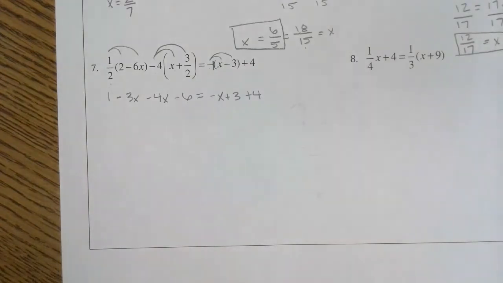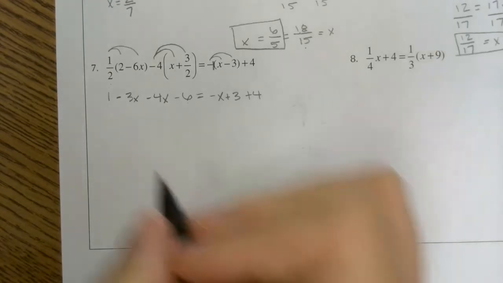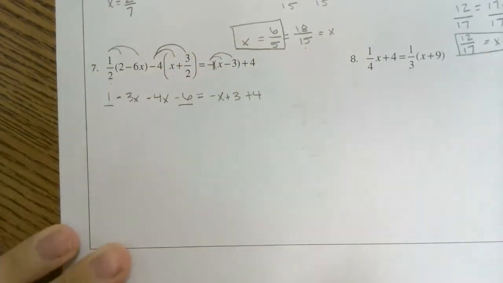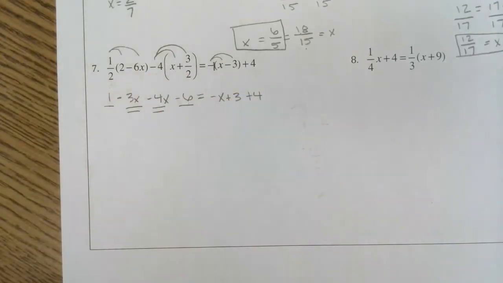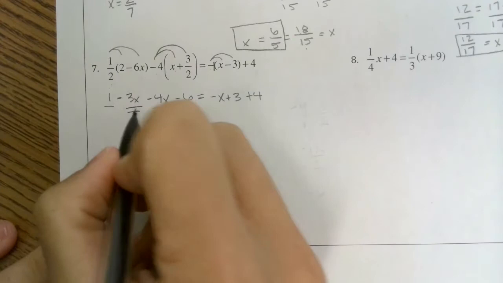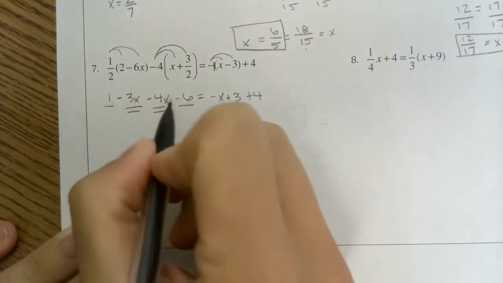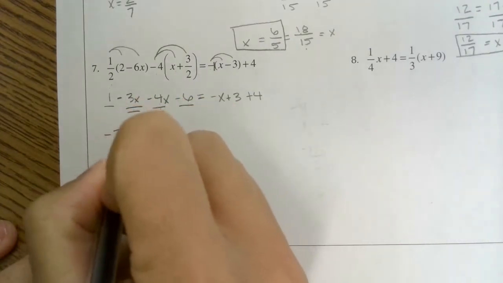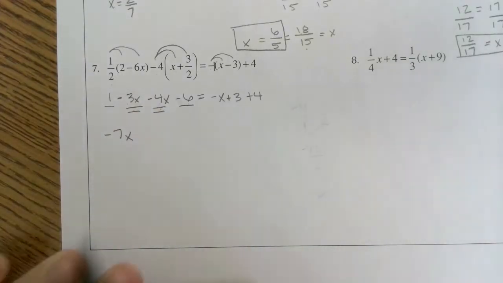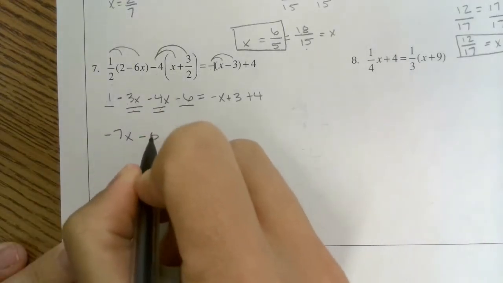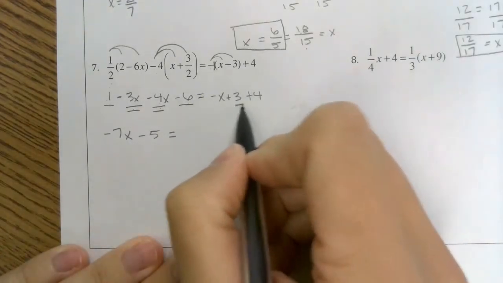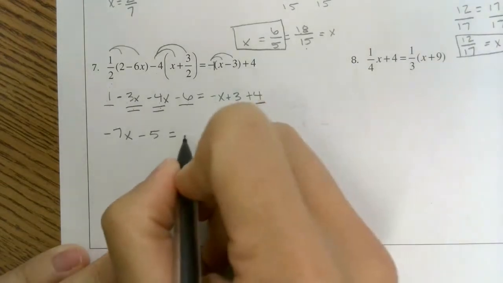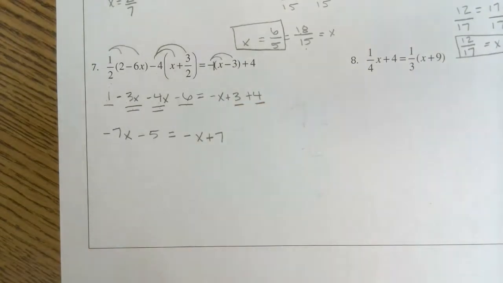Okay, now we're going to combine like terms on the left-hand side. So 1 and -6 will be like terms, and -3x and -4x will be like terms. Let's go ahead and deal with these x's first. -3 minus 4 is -7x. 1 minus 6 is -5. And then over here, the only thing we need to combine is the 3 and the 4. So we'd have -x plus 7.